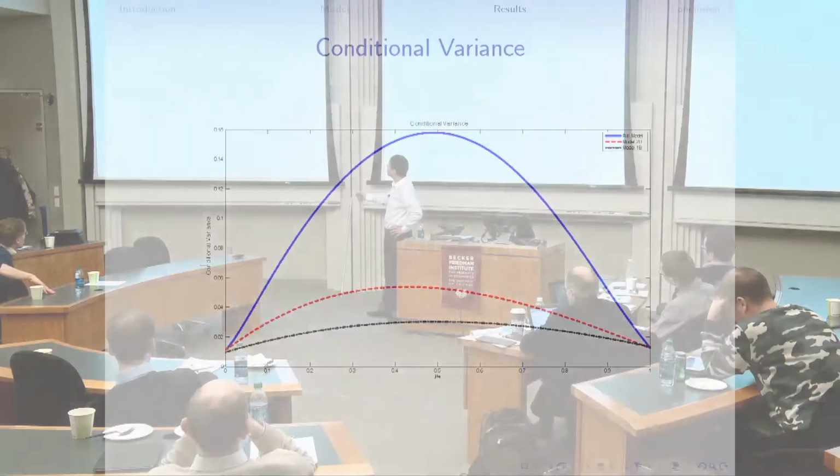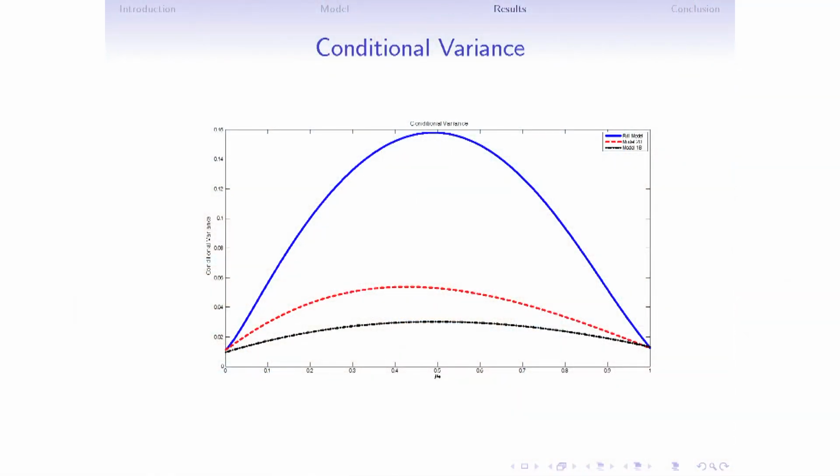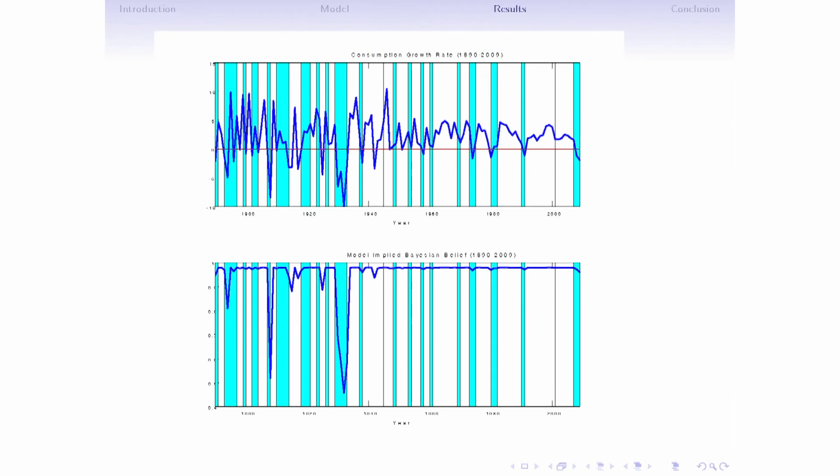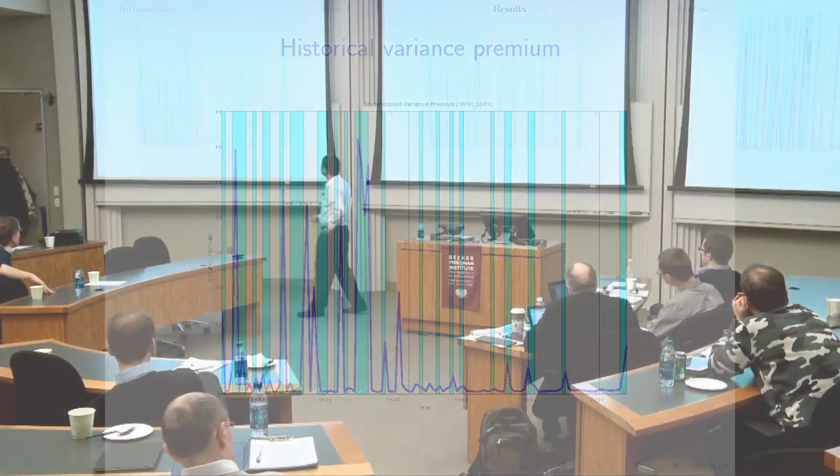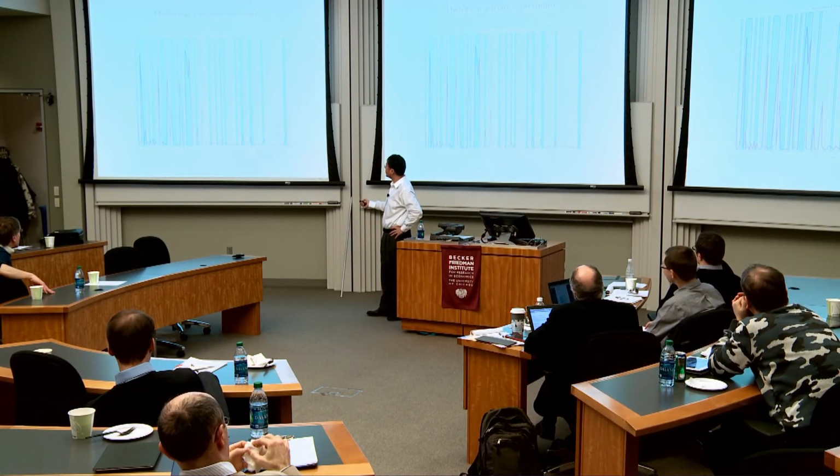And this is the conditional variance. I think Martin asked about this. Our model can amplify this conditional variance. And this is the historical data. This is consumption growth data, and then we can compute the posterior Bayesian beliefs, and do this historical exercise, which is what Mukherjee did. This is the historical model-implied variance premium. We feed the data in and compute it. It's not simulated. It's computed from the model. And this variance premium is very volatile. And we also compare with data.